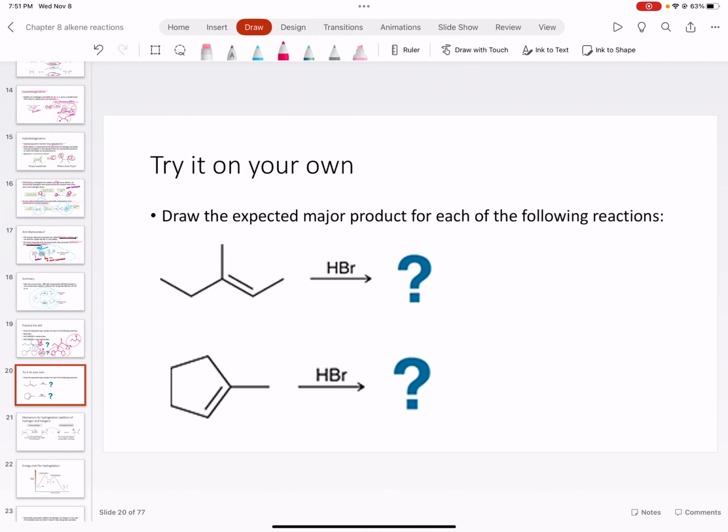Draw the expected major products for each of the following reactions. In here, luckily, both of them don't have any peroxides, meaning we don't have any RO-OR. So that means we're just going to do a Markovnikov addition, meaning that we're going to add our halide to the most substituted carbon, and then we're going to add our hydrogen to the least substituted.